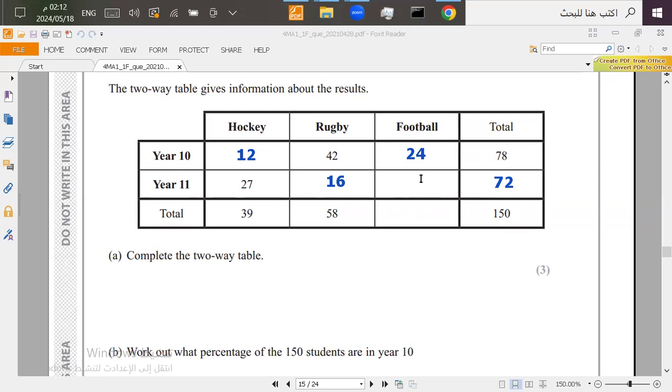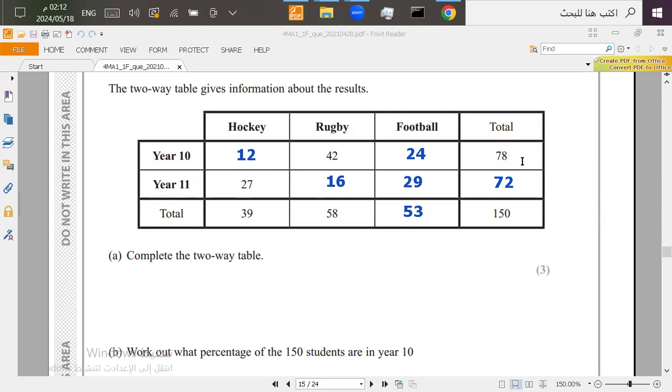The same idea here. We're going to add this 27 and 16, subtract it from 72. So 27 plus 16, we get 43. Subtract from 72, we will get 29. So this one is 29. And then we will add these together to get this total. So 24 plus 29 will give me 53. Now, I finished all the numbers in the table.